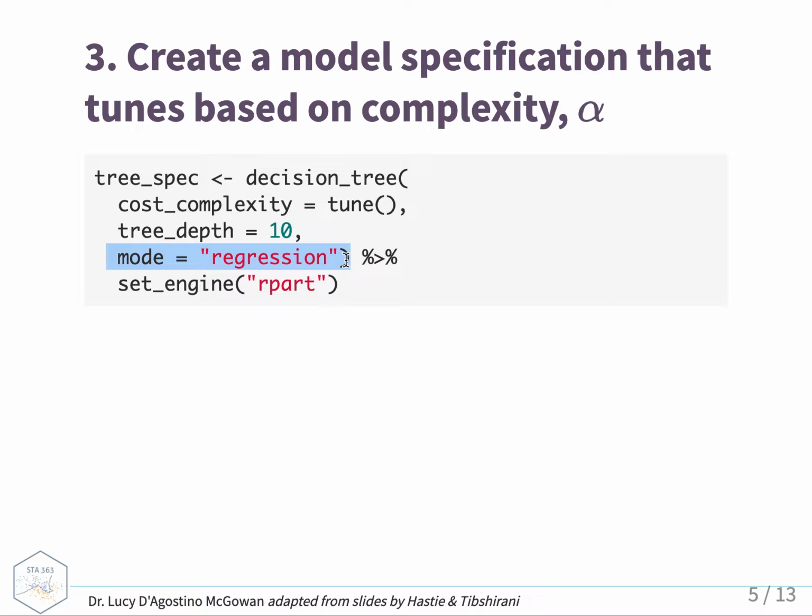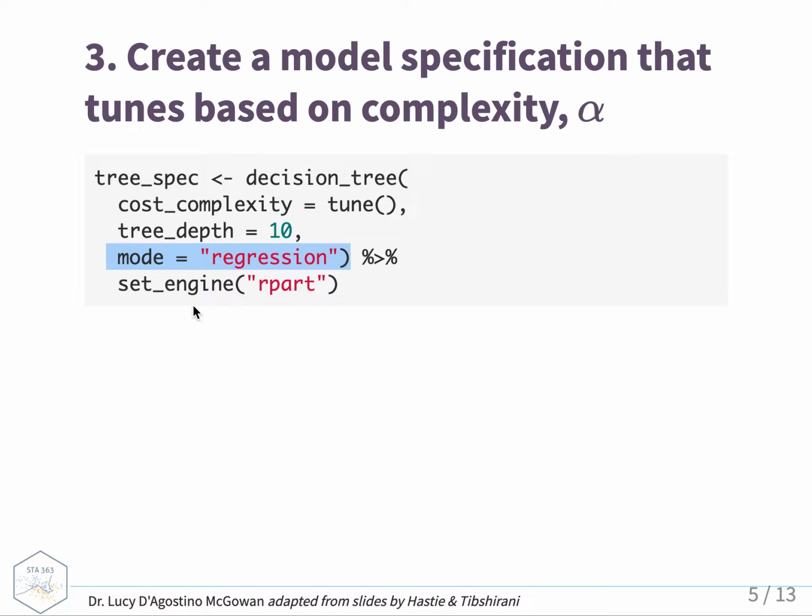And so because decision trees can either be used for regression or classification, you want to make sure to specify the mode that you're intending to be fit. And so for this, because we have a continuous variable as my y variable or my outcome, I'm predicting salary, I would like for this to be regression.